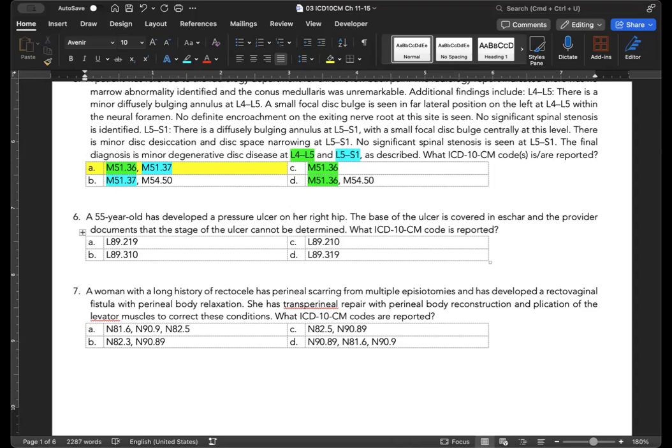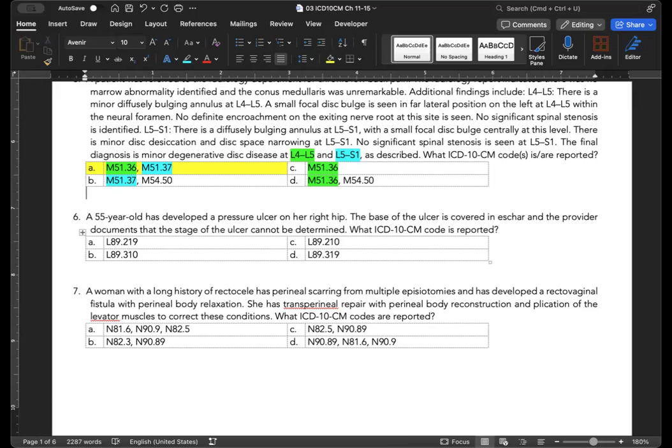Because again, even though there's not two that are identical in your options, there are two that are close and then two that are close. So I'm going to go to the L89.219 just because that is first numerically. So the 210 and the 219: L89.210 is pressure ulcer of the right hip that is unstageable. And then L89.219, which is pressure ulcer of the right hip, unspecified stage.